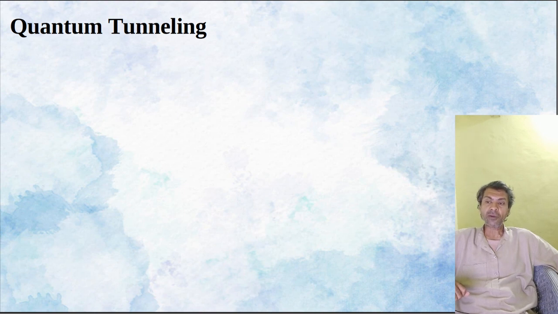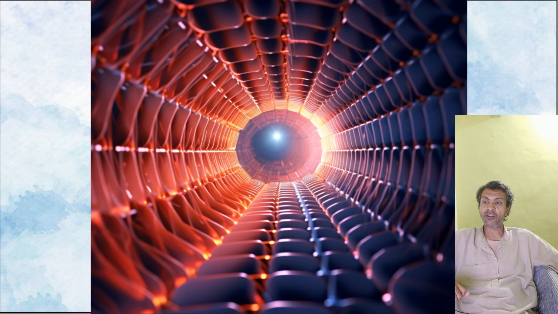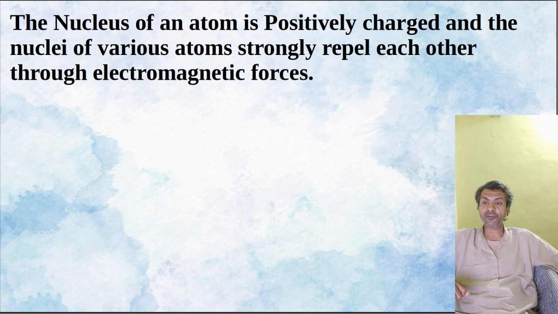Nuclear fusion simply means that the nuclei of two simple hydrogen atoms fuse together to produce a heavier, complex nucleus of helium. In the process, some mass is lost and converted to a huge amount of energy, and that energy gives rise to high temperatures. However, the nucleus of an atom is positively charged, and the nuclei of various atoms strongly repel each other through electromagnetic forces. This produces a potential barrier.